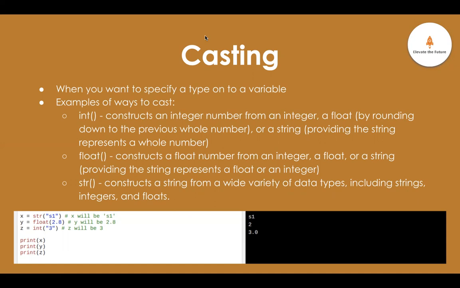Float constructs a float number from an integer, a float, or a string, providing the string represents a float or an integer. And str constructs a string from a wide variety of data types, including strings, integers, and floats.